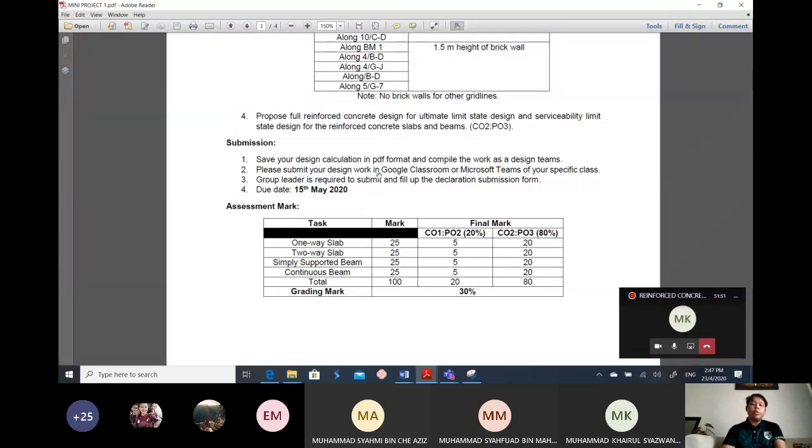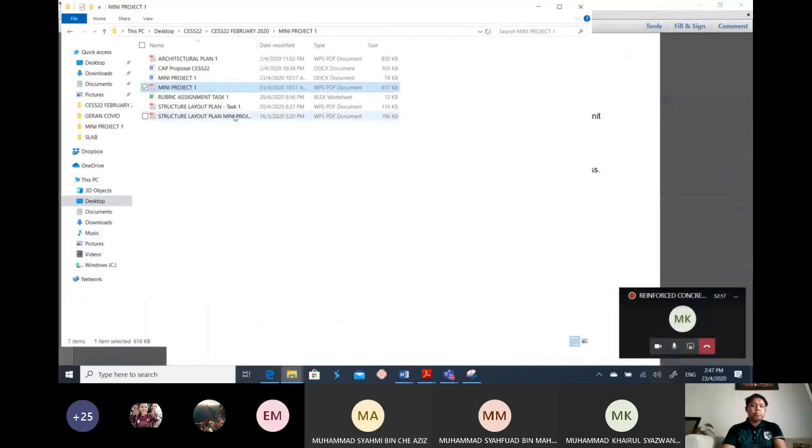Please submit your design work in Google Classroom or Microsoft Teams. My class is in Microsoft Teams lah. Only a group leader is required to submit and fill up the declaration submission form. I will attach the declaration form, because this is a requirement by HAA. Submission is on 15 May 2020. Before that, I will show you the structure layout plan.